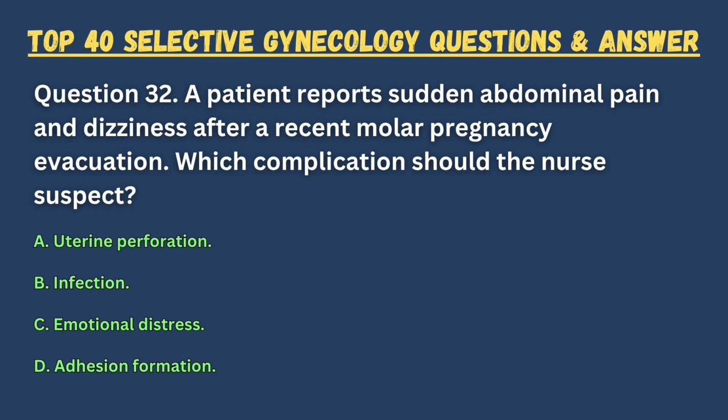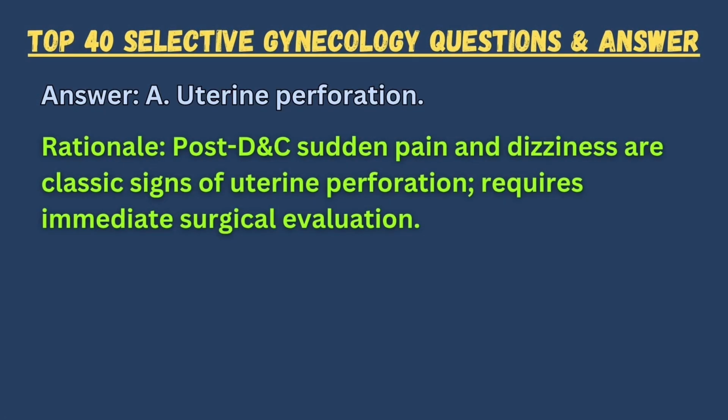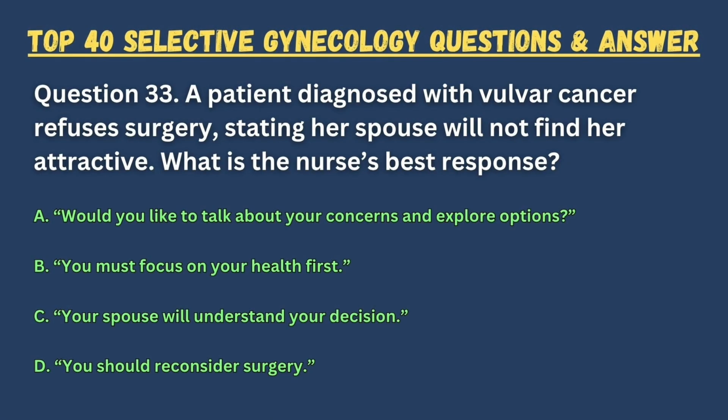Question 32. A patient reports sudden abdominal pain and dizziness after a recent molar pregnancy evacuation. Which complication should the nurse suspect? A. Uterine perforation. B. Infection. C. Emotional distress. D. Adhesion formation. Answer: A. Uterine perforation. Rationale: post D and C, sudden pain and dizziness are classic signs of uterine perforation. Requires immediate surgical evaluation.